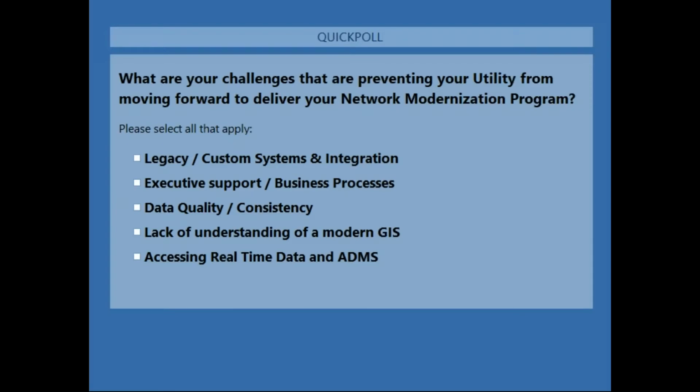So I'm interested in the next poll. If you try and understand all these different data sets, all these IoT sensors, all the impact to your renewable grids, I'm very curious to understand, what are the challenges that you see that are preventing your utility from moving forward to deliver your network modernization program? Is it your legacy or custom systems integration? Is it the executive support, or just your current business processes are out of date and aren't aligned with a modern strategy? Is it data quality or consistency? Or is there a general lack of understanding of what a modern GIS is in your organization? And finally, do you have the capability to access real-time data, and or do you have a modern ADMS?